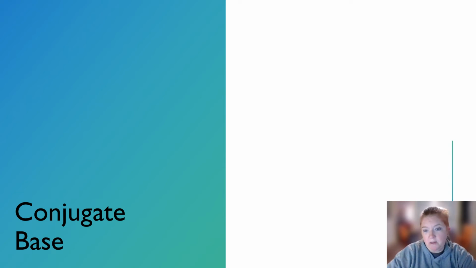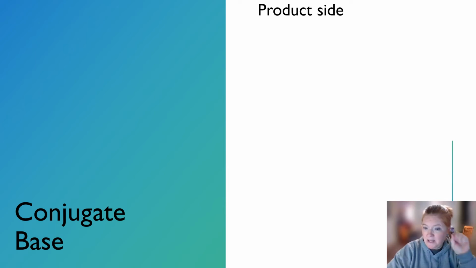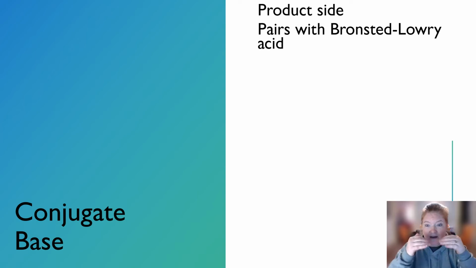So what is a conjugate base? Well, first of all, it has to be on the product side. So we have an acid and base on the reactant side, and then we have the conjugates on the other side. It pairs with a Bronsted-Lowry acid. So we have the acid and its conjugate base, and they're partners.